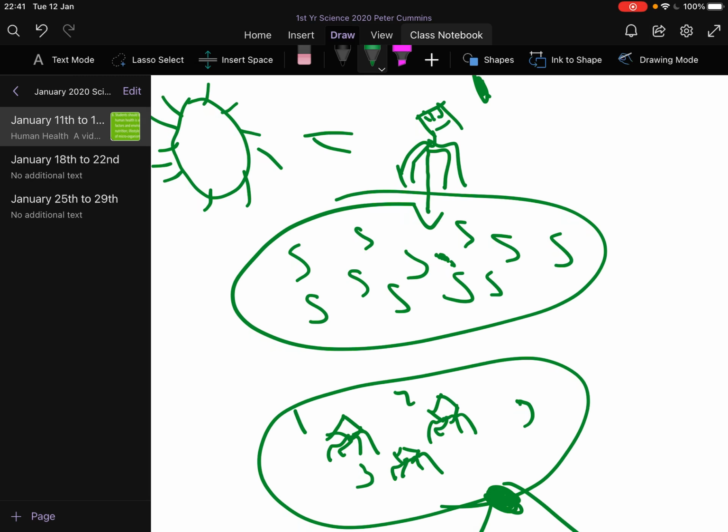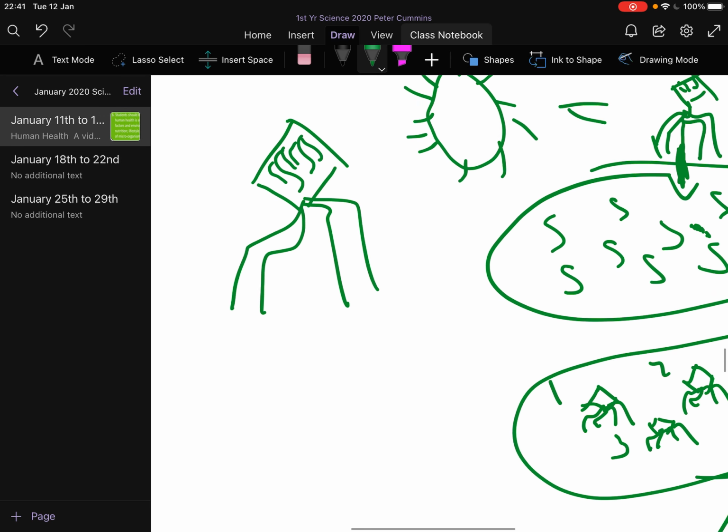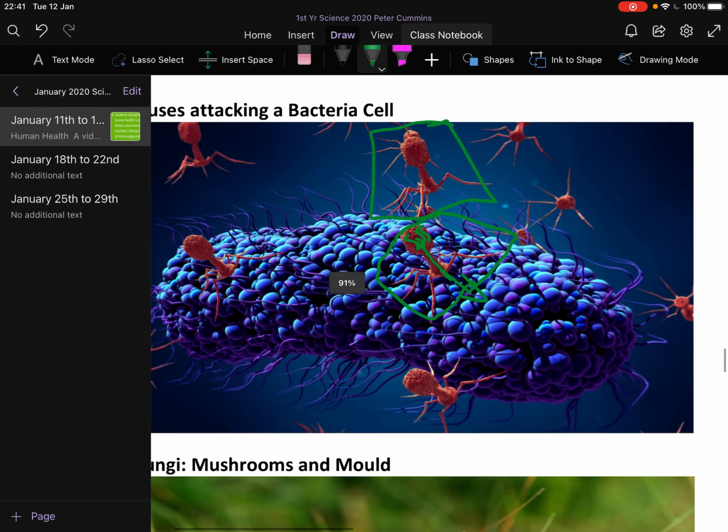So that's how viruses work. Viruses inject into the cell and reproduce inside the cell and then burst the cell open. And there, where you had one virus, you then have a load of viruses. Okay, so that's what's happening here.